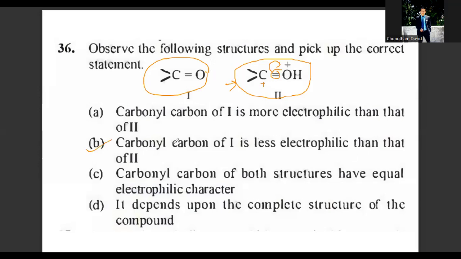Carbonyl carbon of 1 is less electrophilic, which means after migration here it will change to delta plus and delta minus, but still this oxygen is already protonated. So this will be more electrophilic in general. So carbonyl carbon of 1 is less electrophilic as compared to carbonyl carbon of 2. I hope this is clear. After 36, let's say 37. Read the question. Almost finished, right?